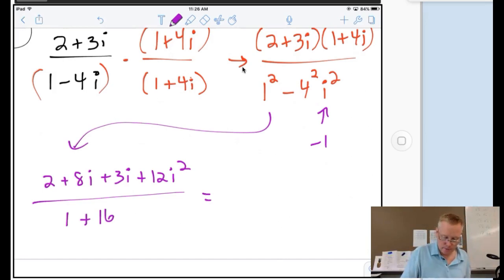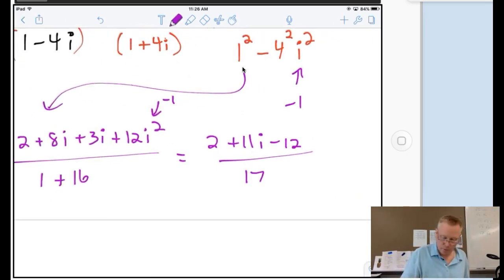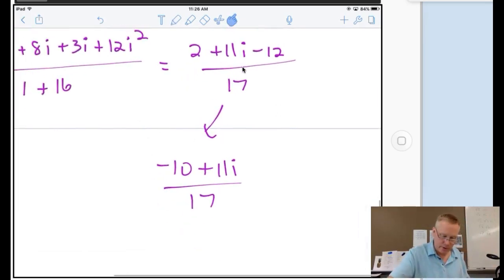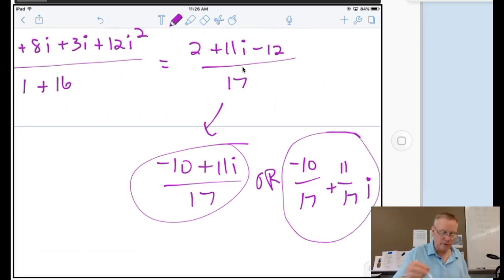Okay, moving right along. I got 8i plus 3i is 11i. i squared is negative 1, so that's minus 12, over 17, all right? And one more thing I can do here is add the 2 and the negative 12 together, and I get negative 10 plus 11i over 17. Not the only way you could write the answer. That is the answer, by the way. You could also write it as negative 10 over 17 plus 11/17 i. Same thing, just written differently.